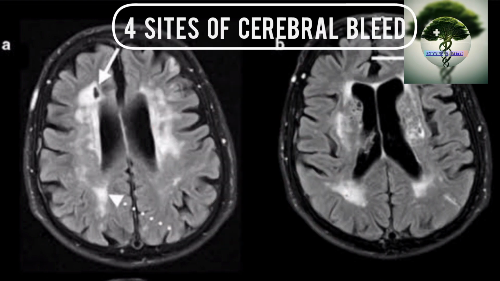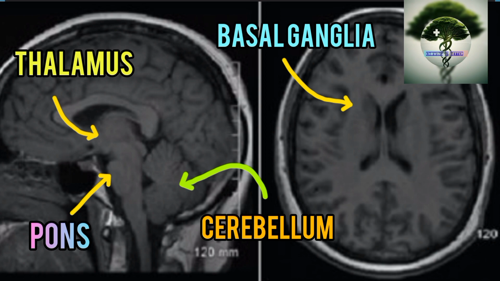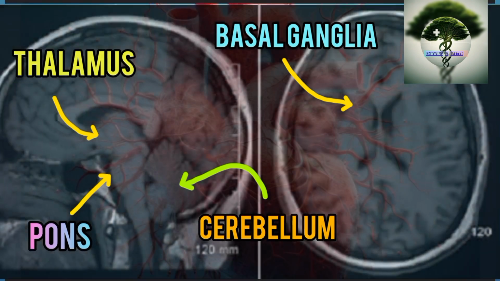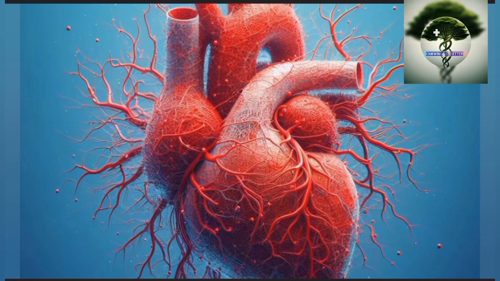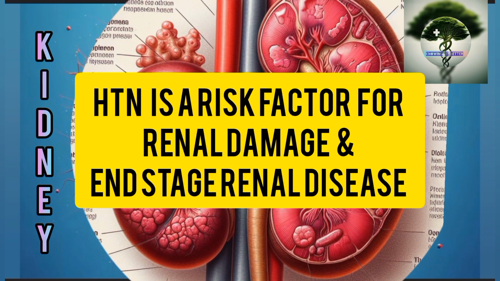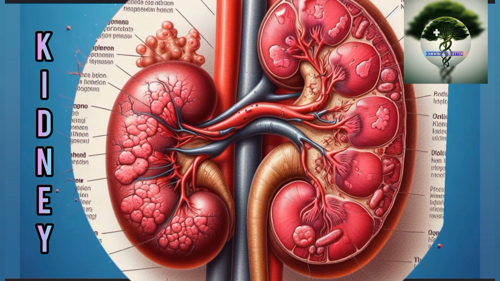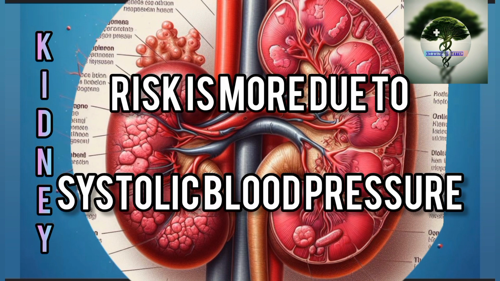The four most common sites of hypertensive bleed are cerebellum, thalamus, basal ganglia, and pons. The third most vital organ is kidney. Hypertension is a risk factor for renal injury and end-stage renal disease. Renal risk appears to be more closely related to systolic than to diastolic blood pressure.